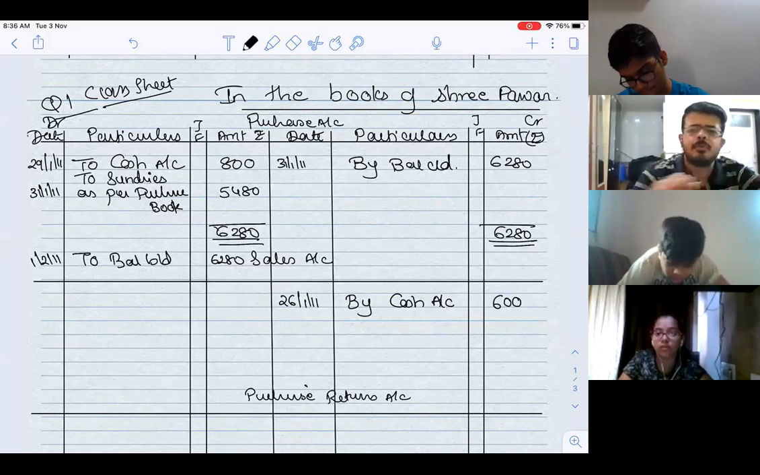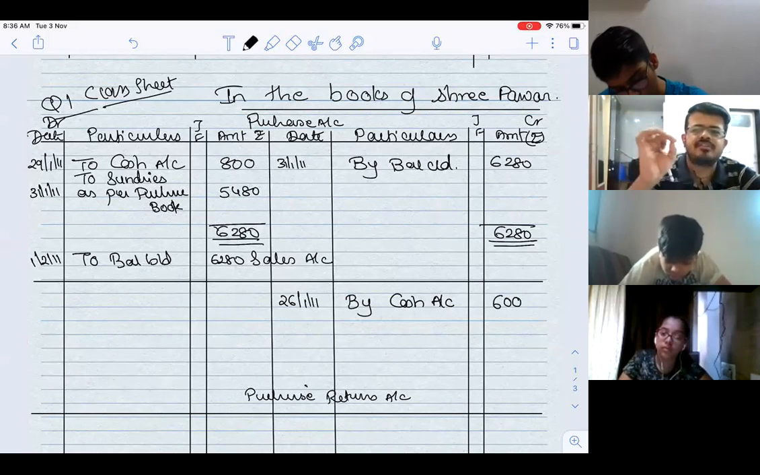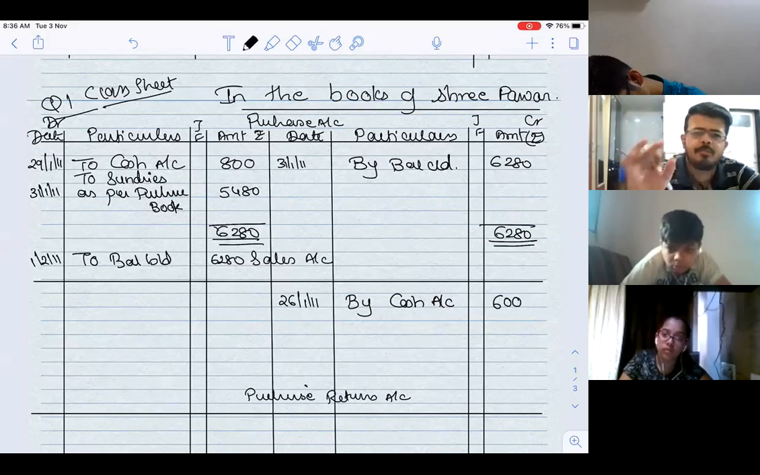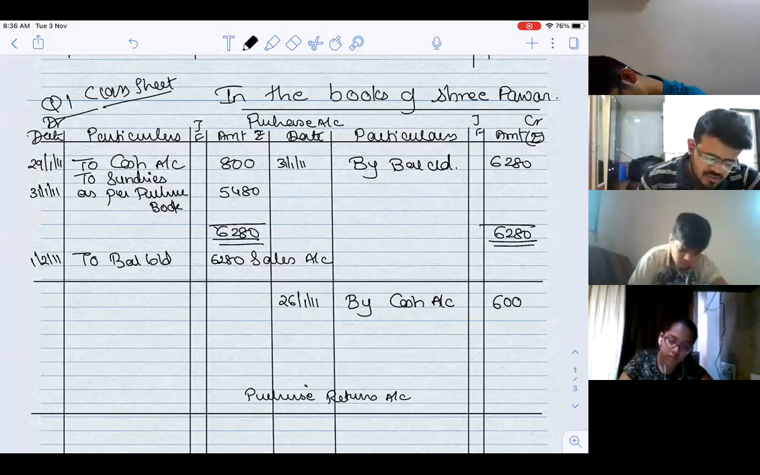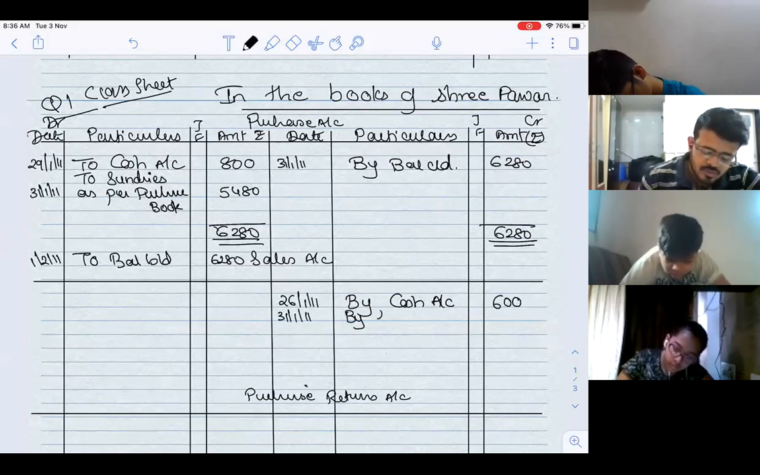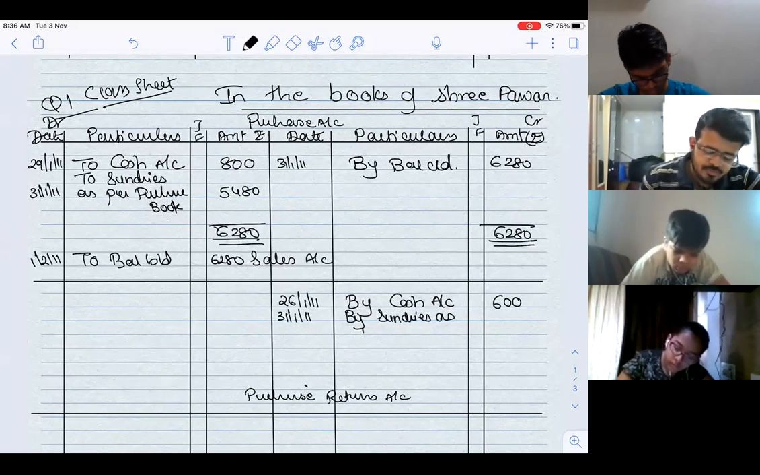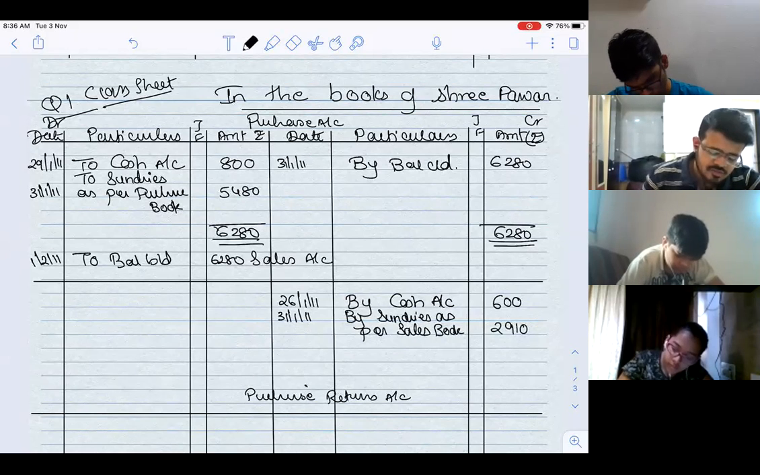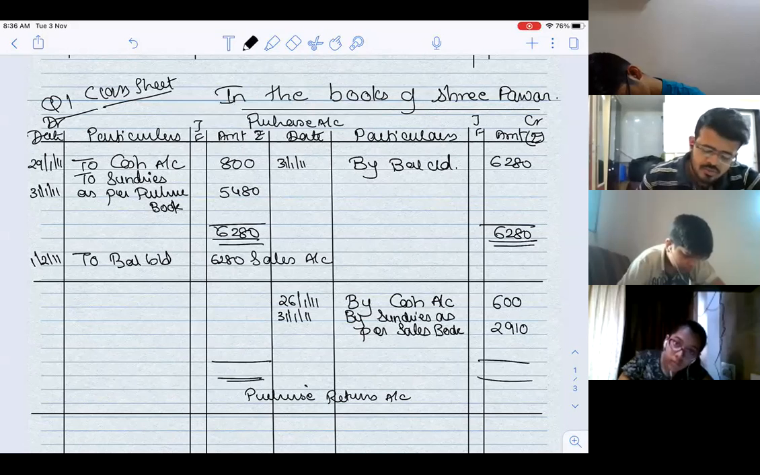I told you every other posting is normal except for the credit purchase, credit sales and returns. Only in that part you'll have to write the totals. So for credit sale, the total on the last date. What is the total of the sales book? 2910. What else do you write in the note? By sundries as per sales book, 2910. Story finished.